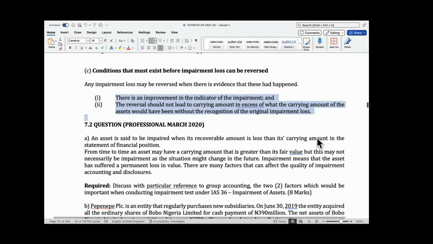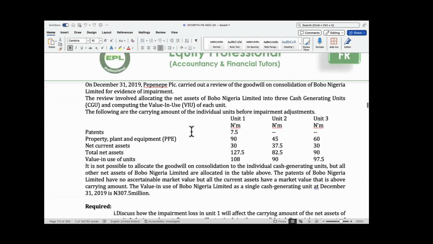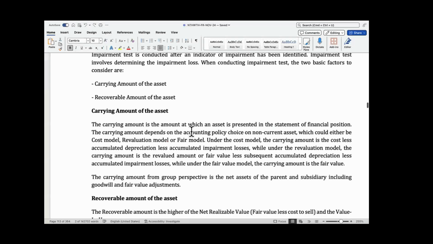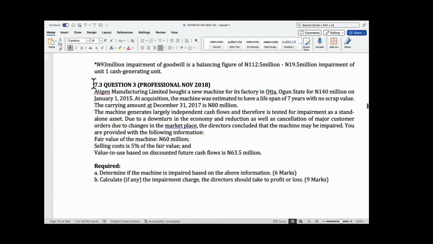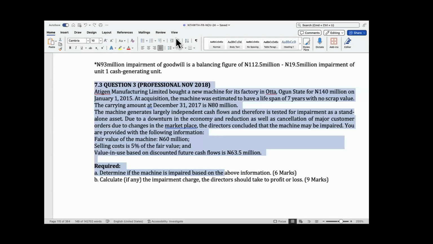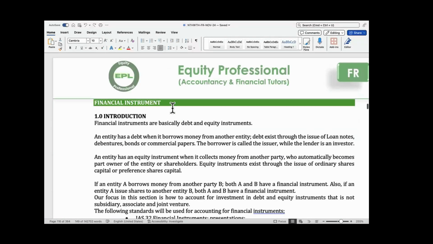So there are some other questions here, though this is a question for professional students. You may want to leave that and you can attempt it. The solution is there for you. You can also learn from it. And there's one other question here for you to practice. So I guess that is the end of this class.